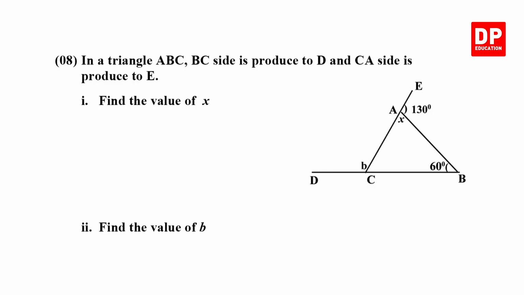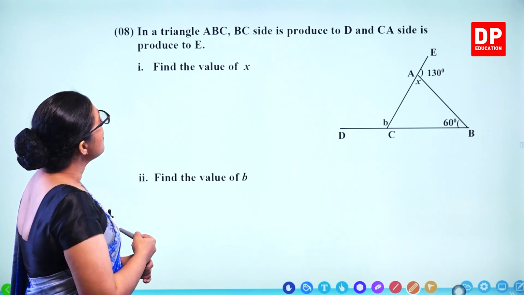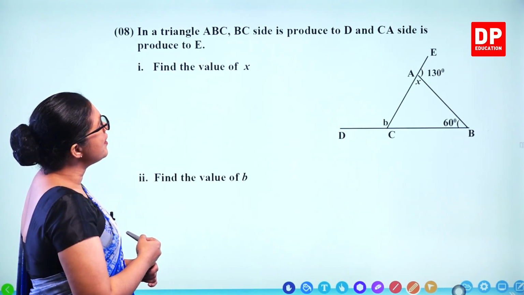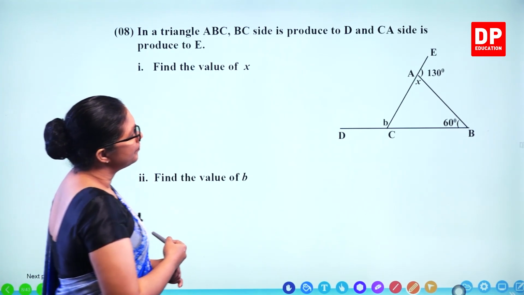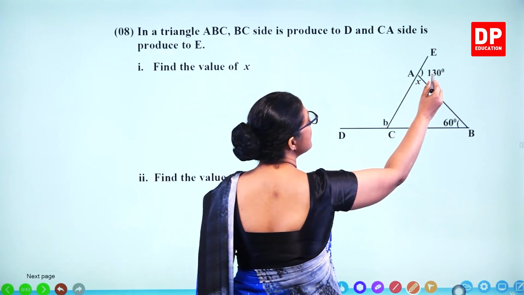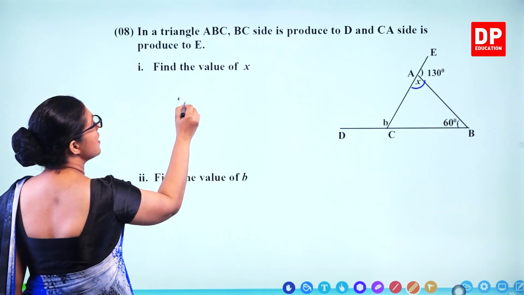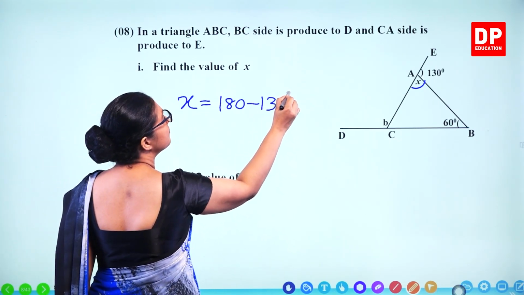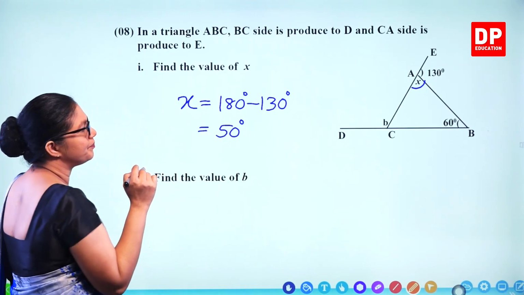Question number 8. In a triangle ABC, BC side is produced to D. CA side produced to E. Find the value of x. So this is a straight line. So this is 130. So what is x? You can straight away find out using 180 minus 130. So 50 degrees because that's a straight angle.